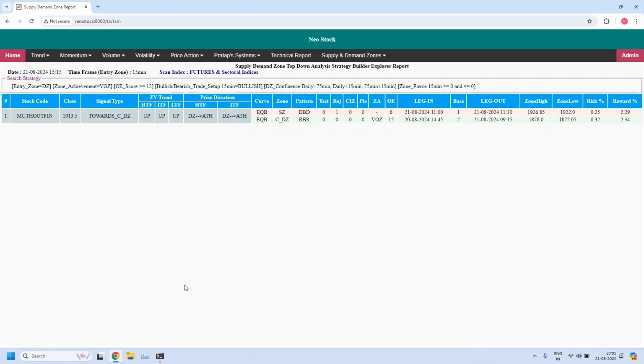Currently one stock is supporting both the bullish trade setup for daily income trade and also LTF, ITF and HTF demand zone confluence. And also the demand zone is a high liquidity zone and not yet tested. Okay, this is about bullish trade setup for daily income trade.